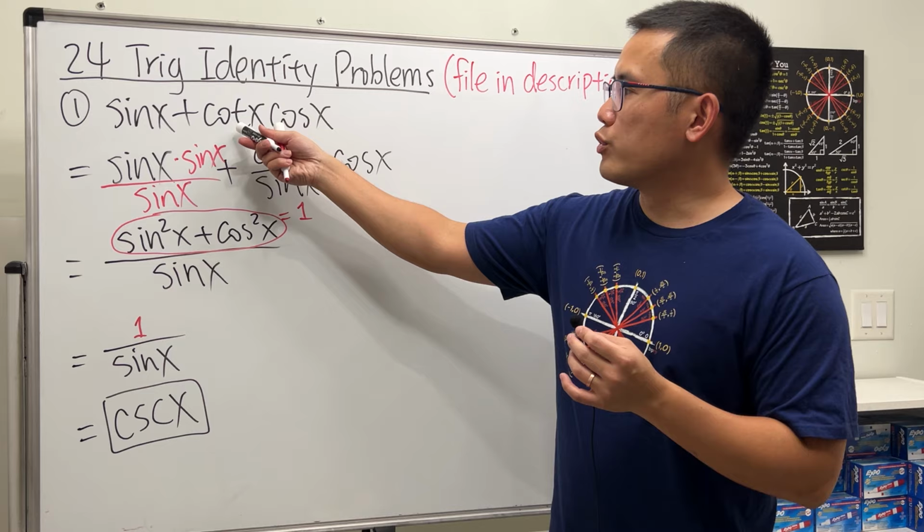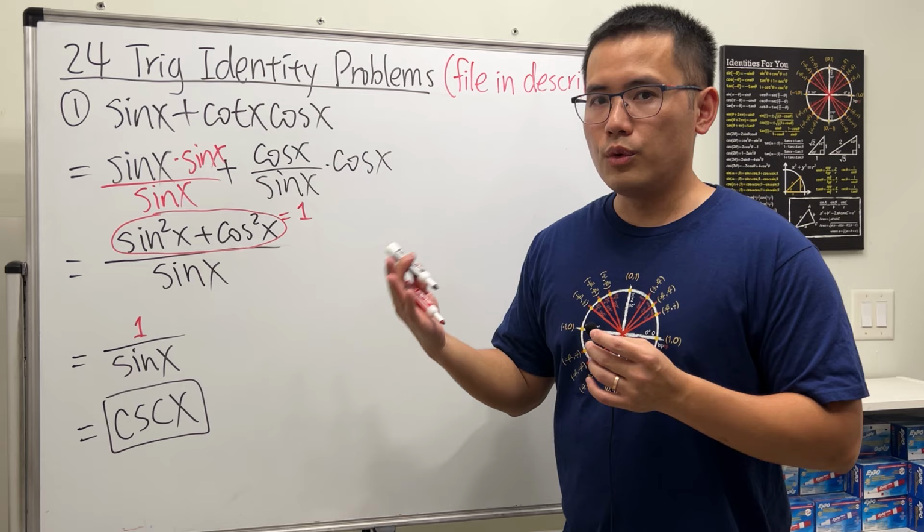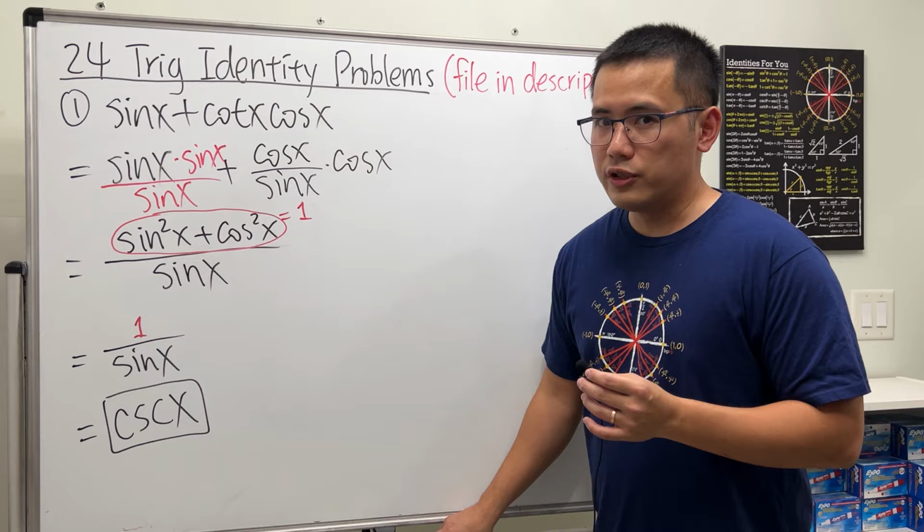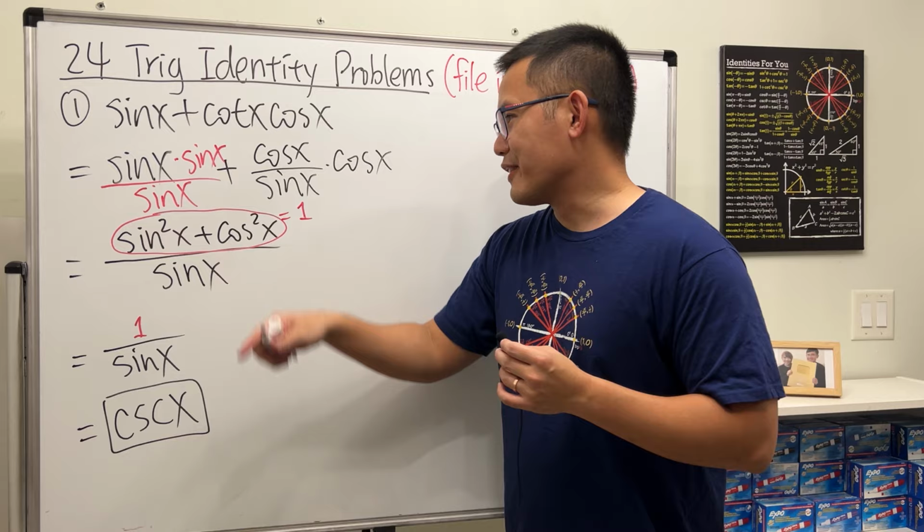So there are a lot of takeaways for the first one already. You have to remember cotangent x as cosine x over sine x, and then you also have to remember to try to work with sine cosine only, and then of course the Pythagorean identity, and then 1 over sine is cosecant x. So these kind of questions are not easy because there are just so many things going on. And of course, you also have to add the fractions and all that. But anyway, let me just take some time to show you guys why this is equal to 1 real quick.